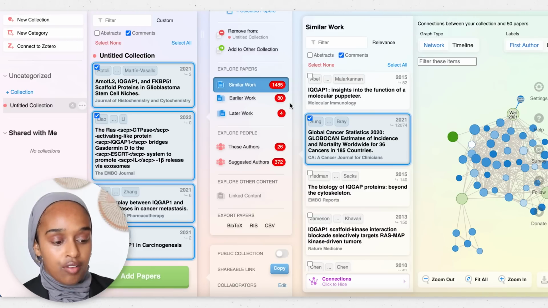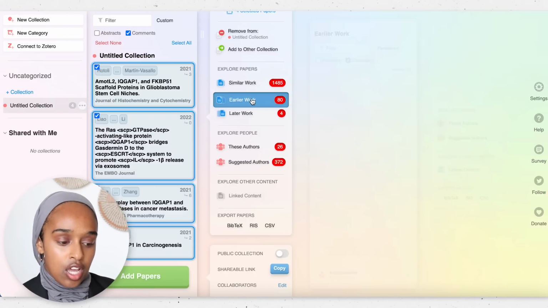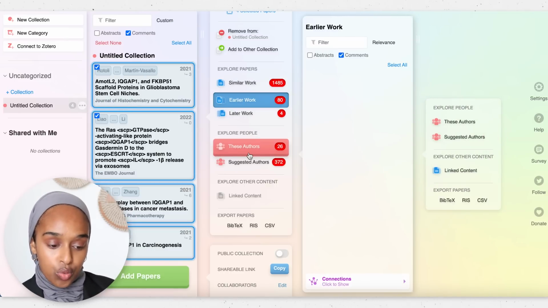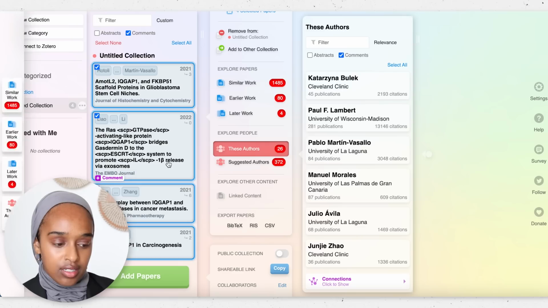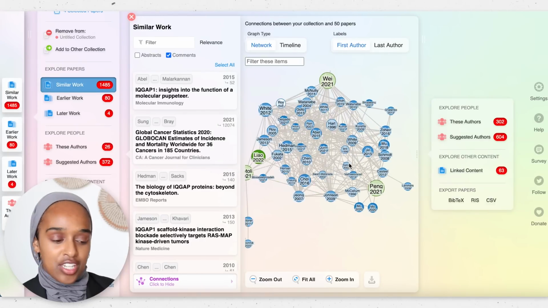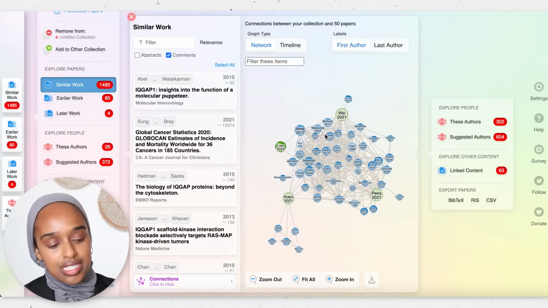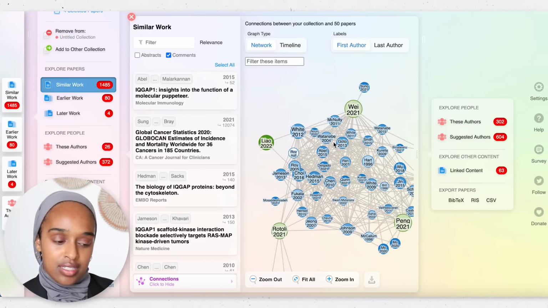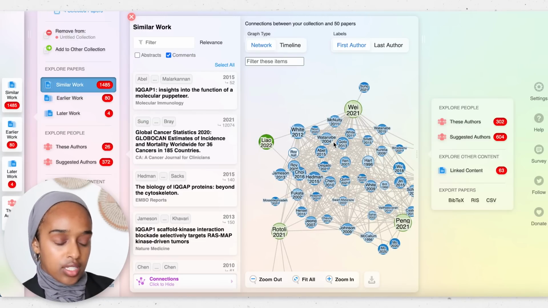You can explore papers that are earlier work, so older work. You can explore later work. You can explore different authors, suggested authors. It really goes into a lot of detail. And then I really like this kind of image, and you're able to use these images to export it and add it to your dissertation or your essay if you want to as well. I think this works quite well.